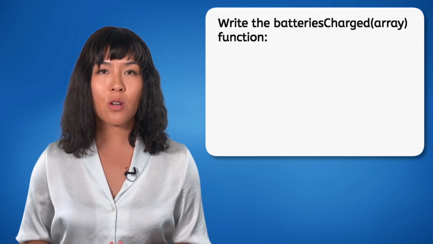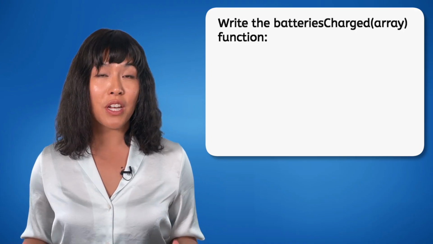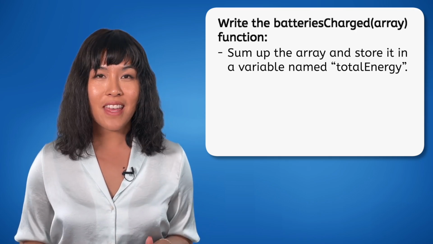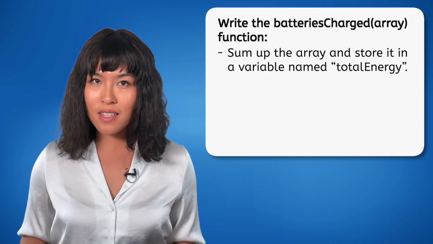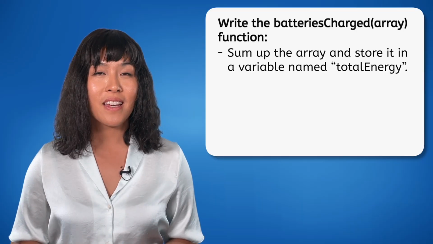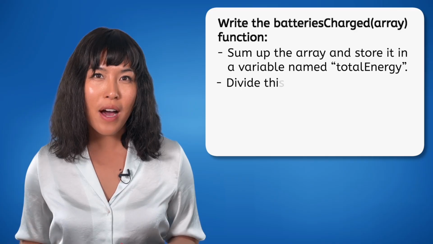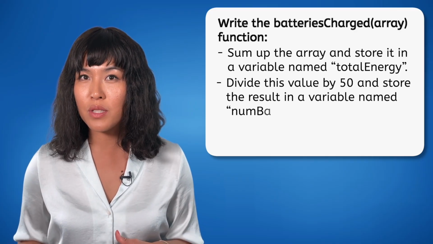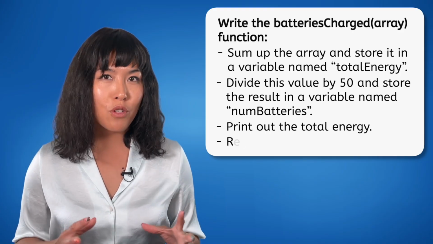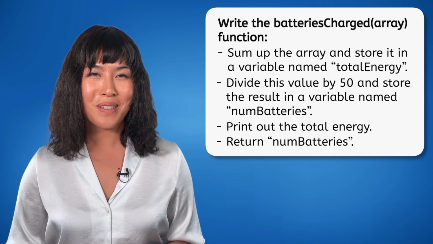Our third function is called batteriesChargedArray. This method calculates the total energy generated by summing up the elements in an array passed as an argument, and then divides it by 50 to estimate the number of batteries charged. We can start by using our built-in sum method to sum up the array and store it in a variable named totalEnergy. Then we'll divide this value by 50 and store the result in a variable named numBatteries. Then we'll print out the total energy and return the number of batteries that were charged. Give this a try in your guided notes.